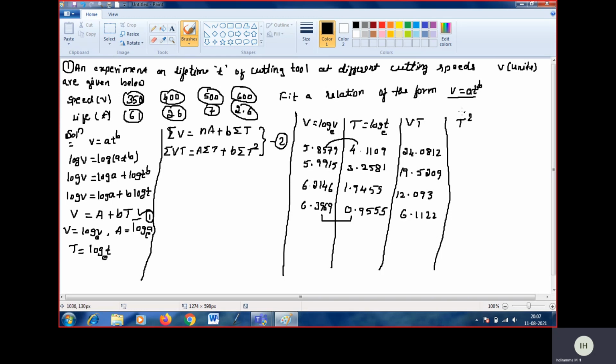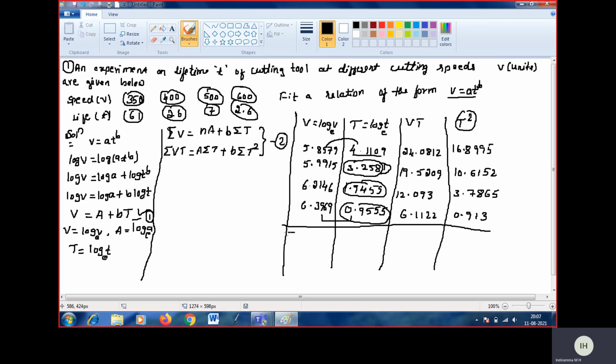Next, product of these two will be 6.1122. Next, we have to find out T square. So T square is square of this one. So that is 16.8995. Next, square of this is 10.6152. Next, square of this 3.7865, and square of this is 0.913. Now find out the summation of all the columns.